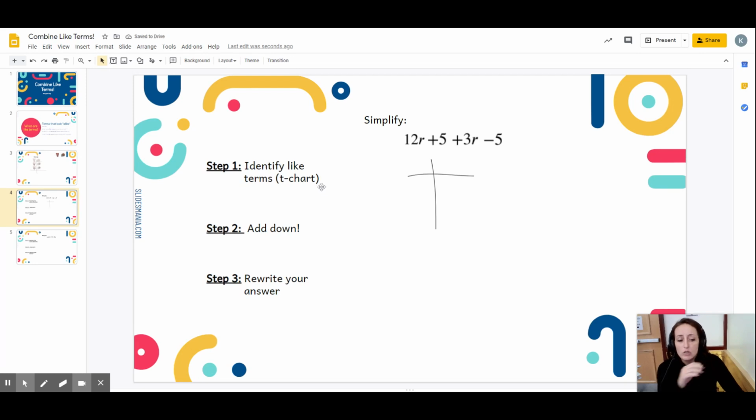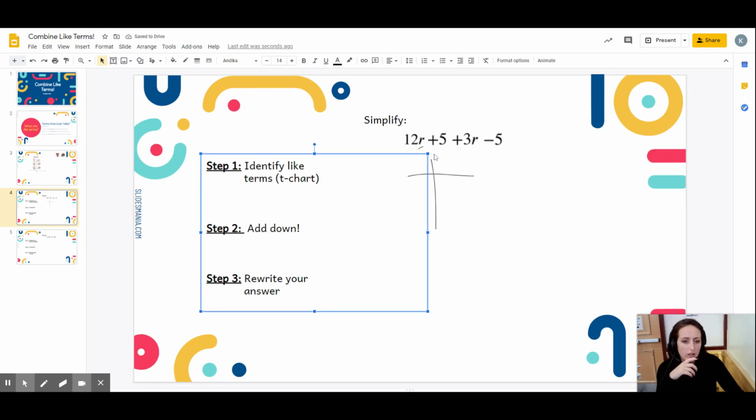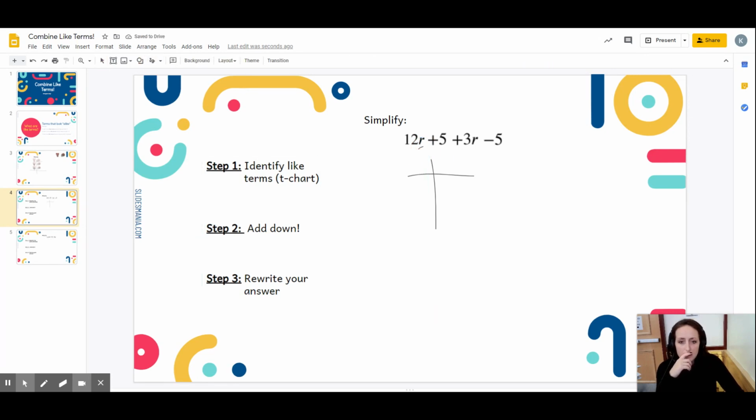And now we're going to do just like you did on the homework and the boom cards. We're going to drag our like terms to where they belong. Before I do that, I need to identify that I have an r, no other like r squareds, and I have constants. So my category is going to be r, and my other category is going to be constants.